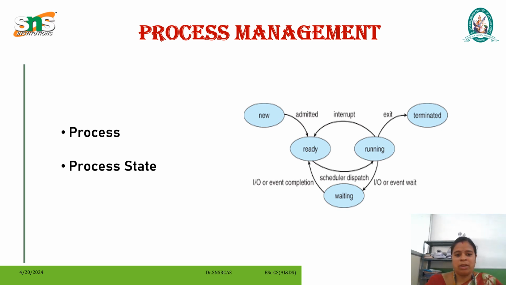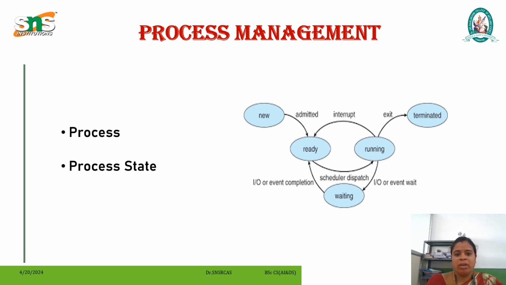Next one, process state. Process state is nothing but, as the process executes, it changes state. The state of the process is defined in part by the current activity of the process. A process may be in one of the following states. First one, new: the process is being created. Next one, running: instructions are being executed.